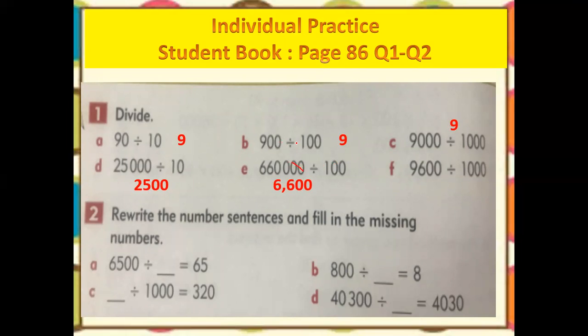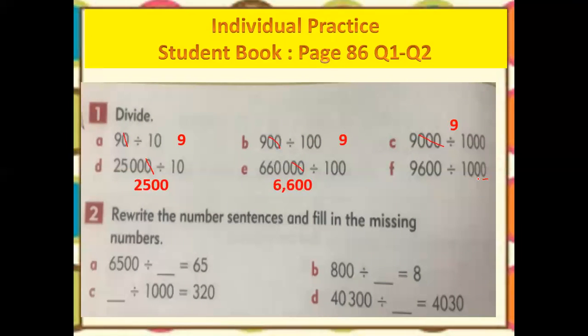And 900 divided by 100, 2 zeros you will cut. And then this is divided by 10, so only 1 zero. And divide by 10, so you cut 1 zero. 9,000 divided by 1,000 is 3 zeros, so you will cut 3 zeros. That's why it's 9. Now here, we have 9,600 divided by 1,000.